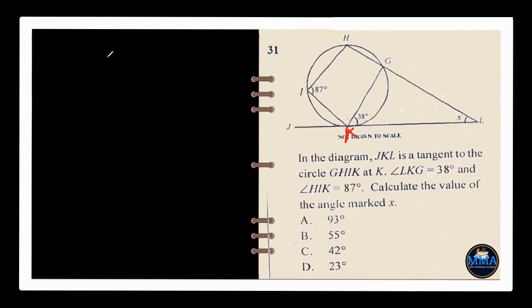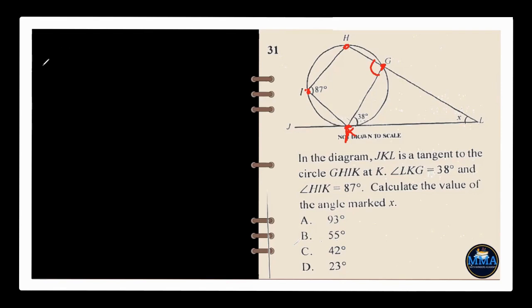Now, this is circle geometry, and it requires us making use of theorems. If we look at this quadrilateral, it touches the circle at four points: at I, at K, at G, and H. So this is a cyclic quadrilateral, and opposite angles of a cyclic quadrilateral add up to 180 degrees. So for us to get the angle G, we're going to subtract 87 from 180.